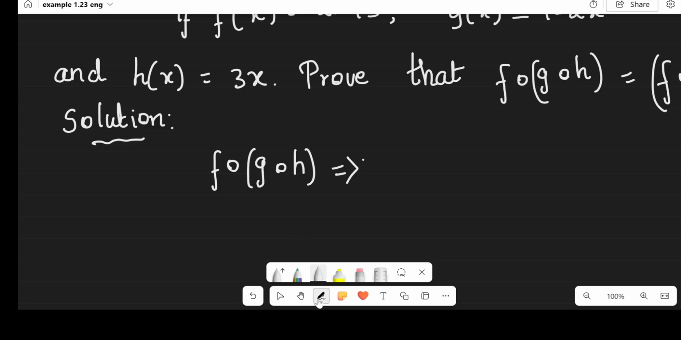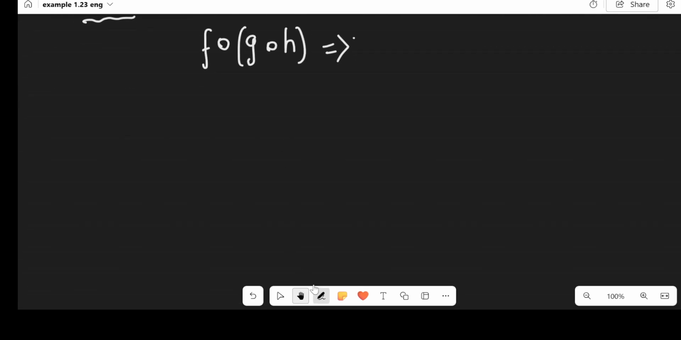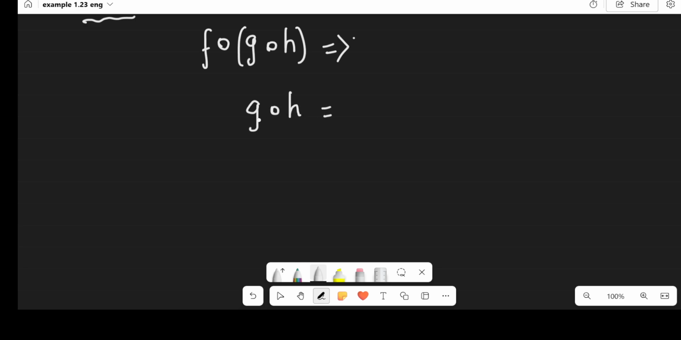So first I'm solving g of h. G of h means we can expand like this, g of h of x. The same thing we have followed in previous problems. This is the concept of composition of function. The expansion of g of h is g of h of x.